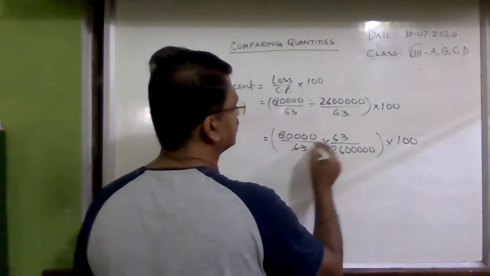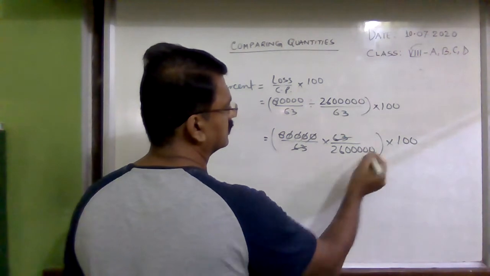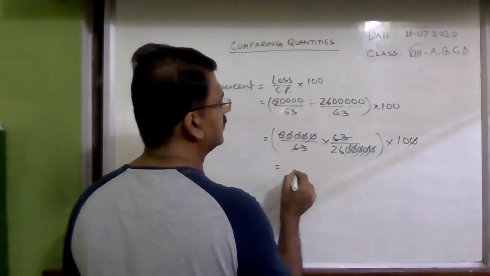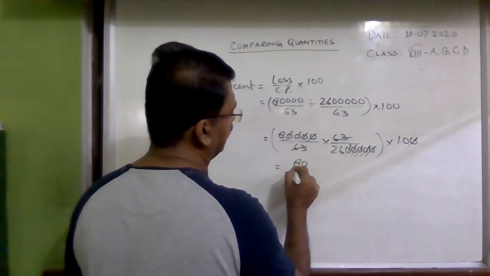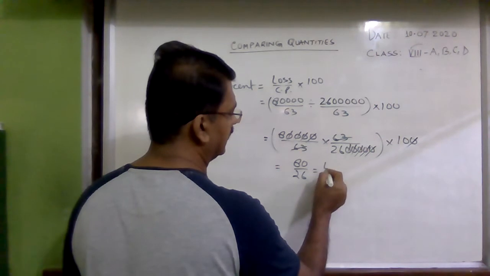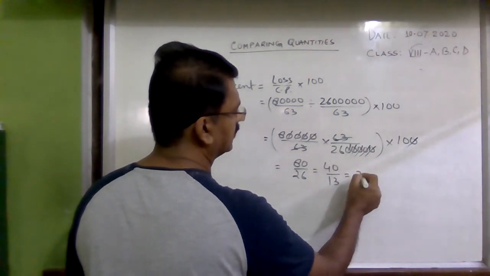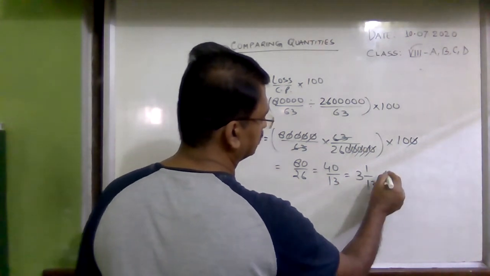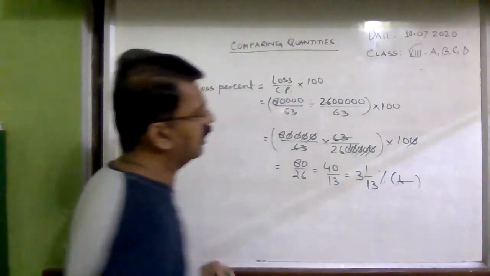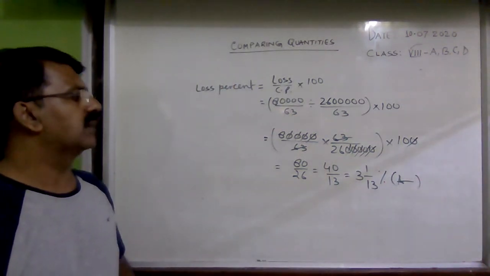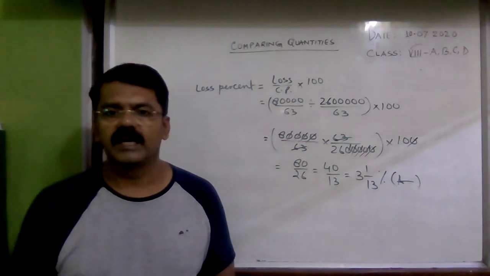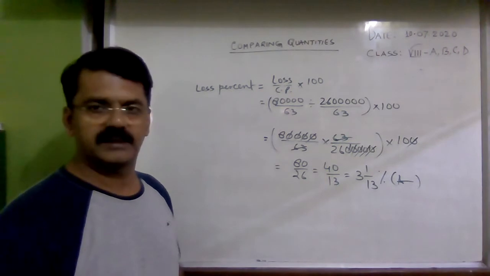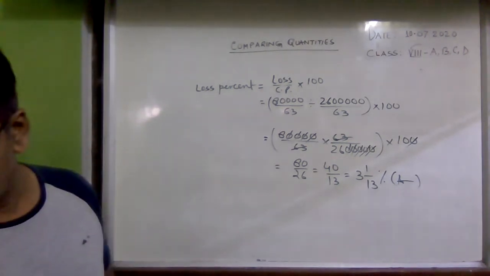Now see, it is like this. 63 cancels out. 1, 2, 3, 4. And one more zero you can cancel from here. So it is 80 upon 26, or you can say 40 by 13. 3 whole 1 by 13%. So there is a loss of 3 whole 1 by 13% in the entire transaction. There is a loss of 3 whole 1 by 13%. Clear?